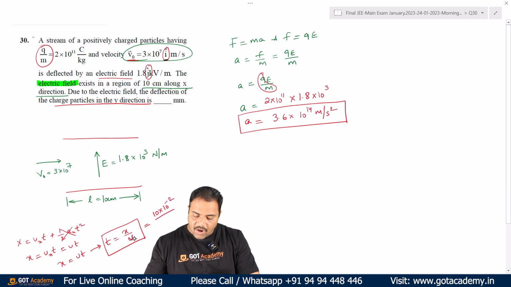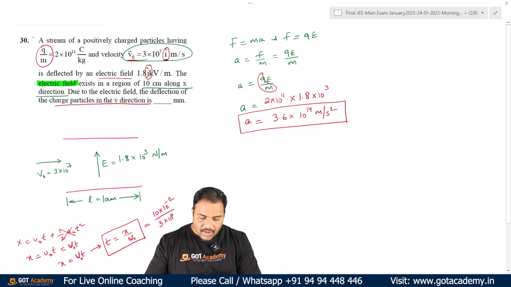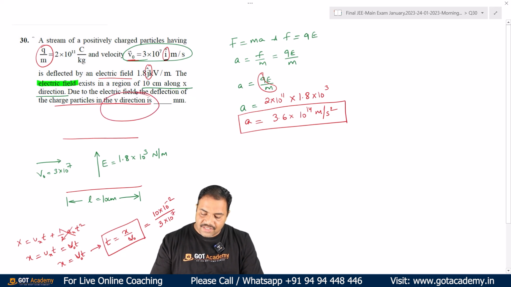We could write this 10 centimeters as 10 into 10 power minus 2, divided by the velocity, which was given as V0. X component of velocity is V0. So ux can be written as V0. So V0 is nothing but 3 into 10 to the power of 7. Like this you could write. Okay. Whereas, how to find this deflection in y direction?